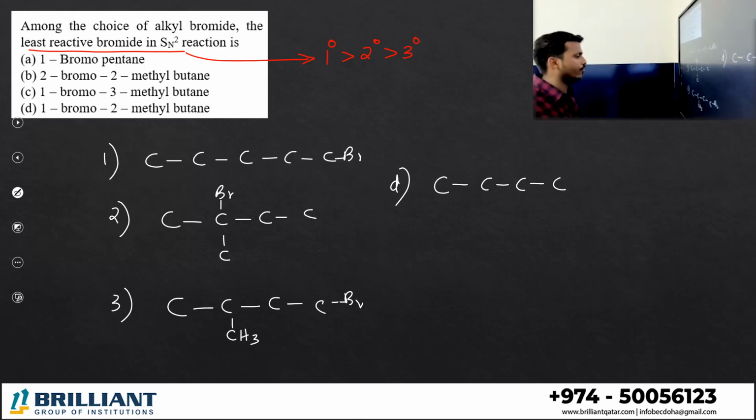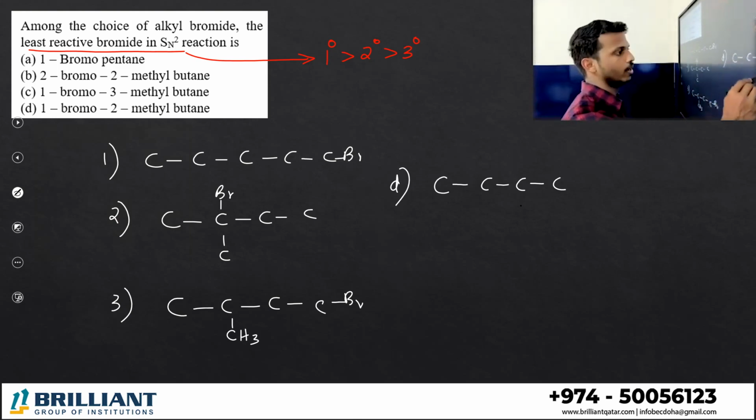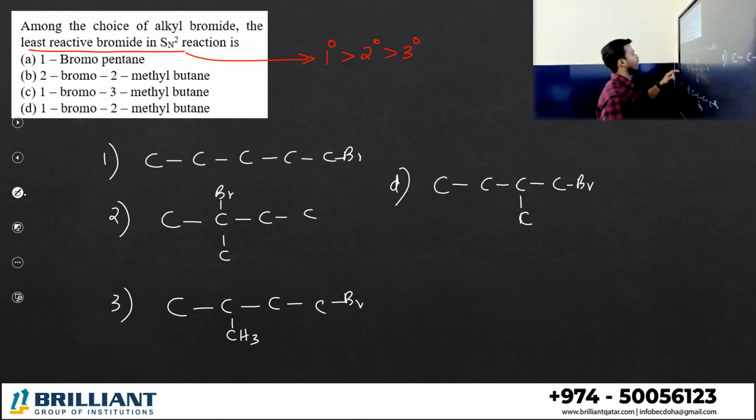Are the structures correct or not? Check it. Okay. 1-bromo-3-methylbutane, 1-bromo-2-methyl. Okay. Question: which is least reactive towards SN2?